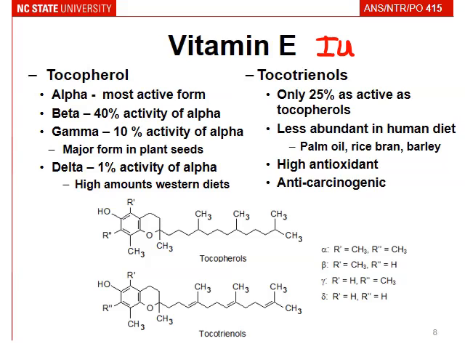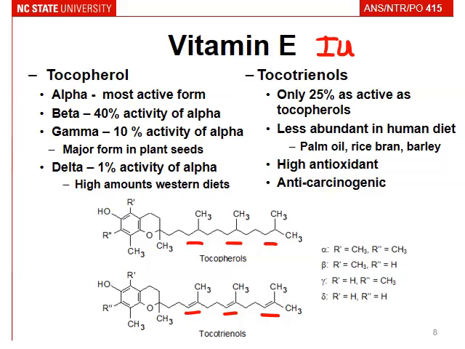The most common vitamin E are under the class of tocopherol. So here you can see on the bottom our tocopherol versus our tocotrienols. You can see the main difference here is the double bonds that the tocotrienols have compared to our tocopherols that do not have those double bonds. And you by no means have to memorize these structures. This is just here for your general information.